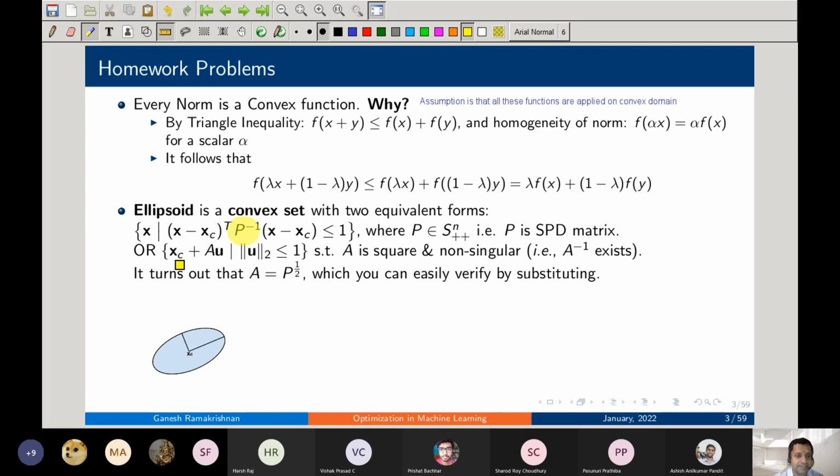And we could also say that it's xc plus Au where the norm of u is less than or equal to 1. You're basically shifting from xc. This is the xc, and what you're saying here is that using this matrix A, I have scaled and rotated the deviation of points from xc such that the deviation is upper bounded in norm sense by 1. So the relation, it turns out, is basically A equals P raised to half. You can verify this by substituting, let's say, x equals xc plus P half u. You substitute this in the expression at the top. What do you get? You can all verify.